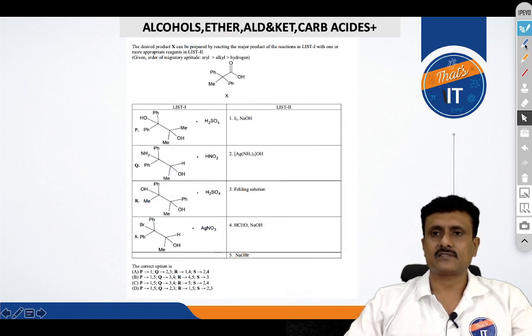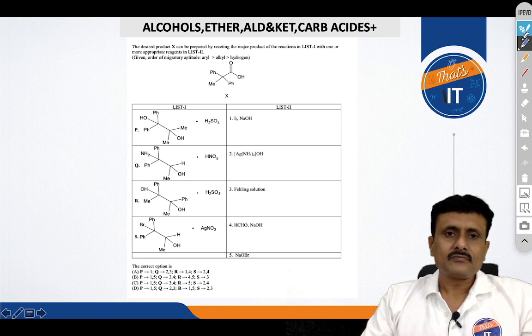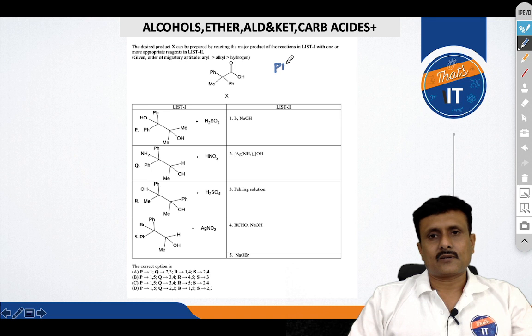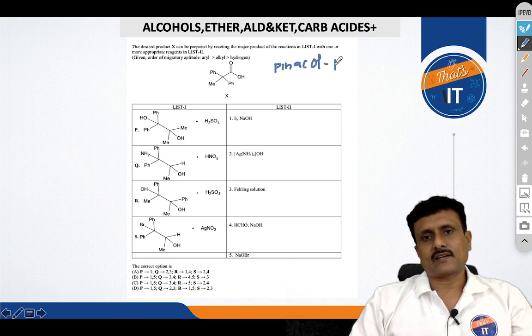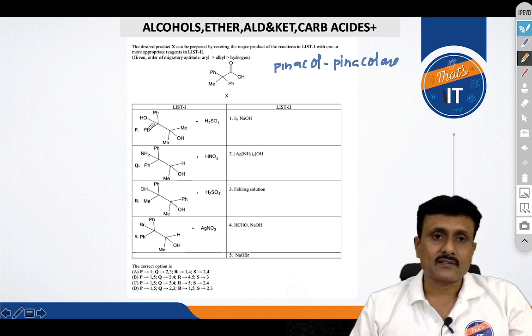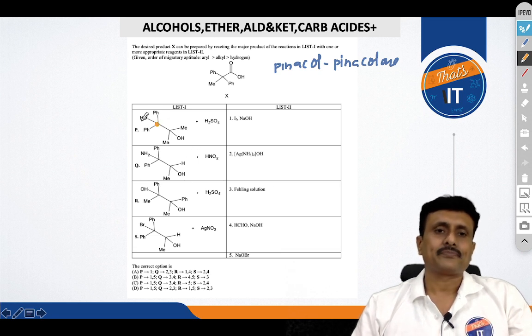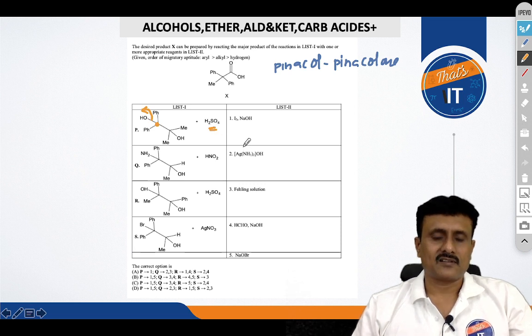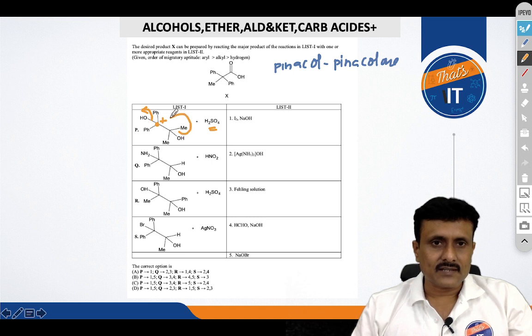Let's see the next question, which is match the following type. This is somewhat a pinacol-pinacolone type of reaction. In that reaction, one has to be specific if it is unsymmetrical. First of all, the stable carbocation is formed. So the OH will go when you treat it with H2SO4. You will get a carbocation here because it is stable. Then you have methyl migrating here, and then hydrogen loss.